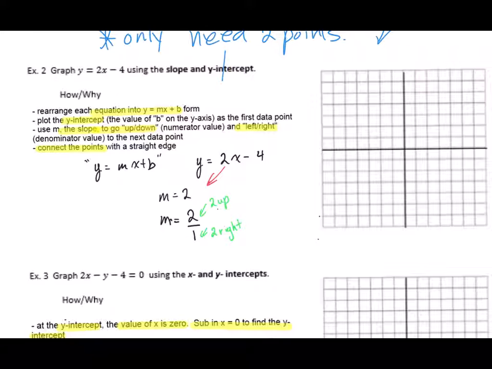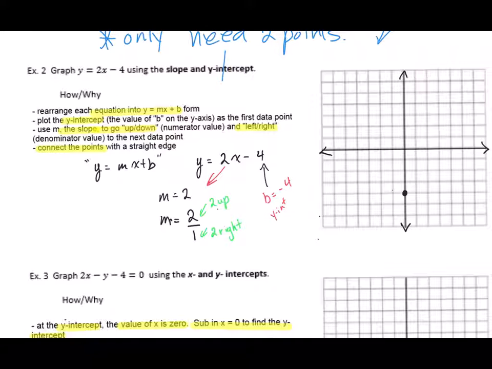Now, this number here, the 4, is talking about our b value, which is our y-intercept. So in order to find the y-intercept on the graph, we're literally just going to count up or down from 0. In this case, we're going to count down from the origin. 1, 2, 3, 4. There is our first point.